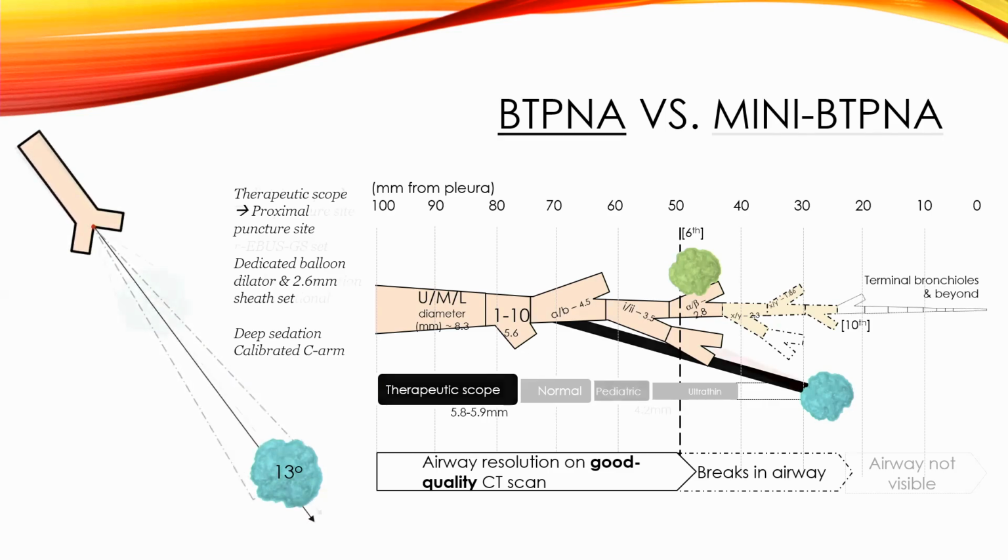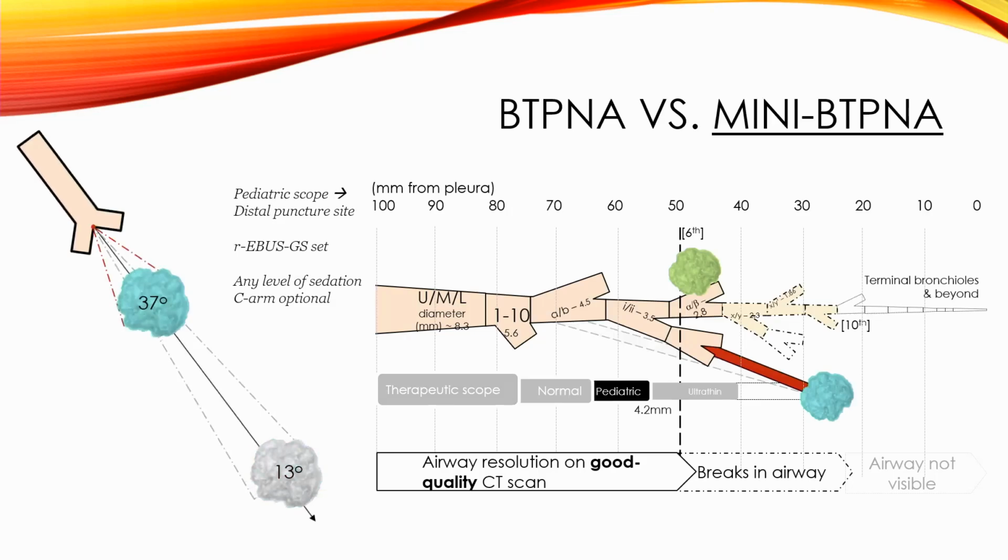Nowadays, we're doing a little bit more of this mini BTPNA, in which we use the pediatric scope so that we can get nearer to our target. And then we do the same puncture, but then we try to force a radial EBUS guide sheath through. And thereby, because we're closer, we can have a wider margin of error nearer to the lesion, and the level of sedation and the calibrated C-arm become optional.